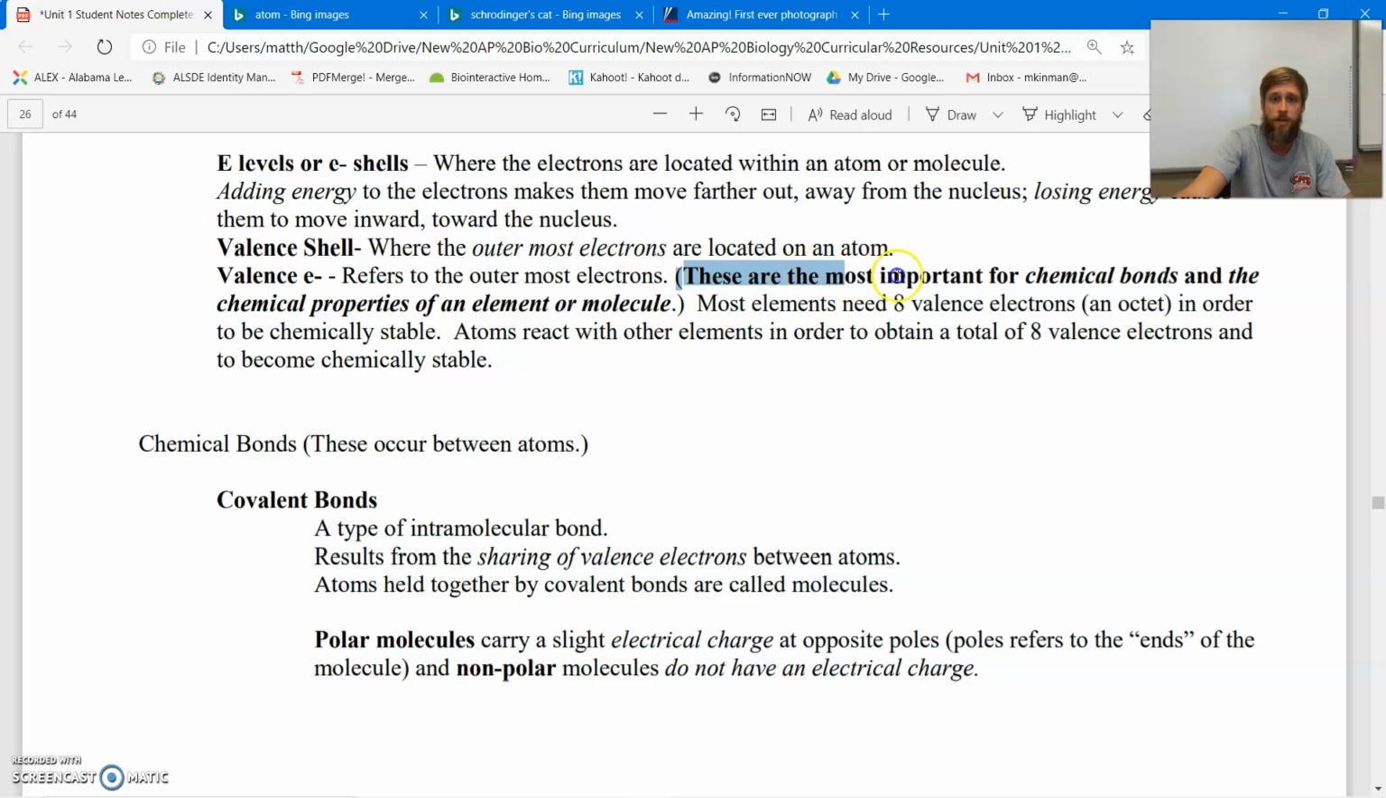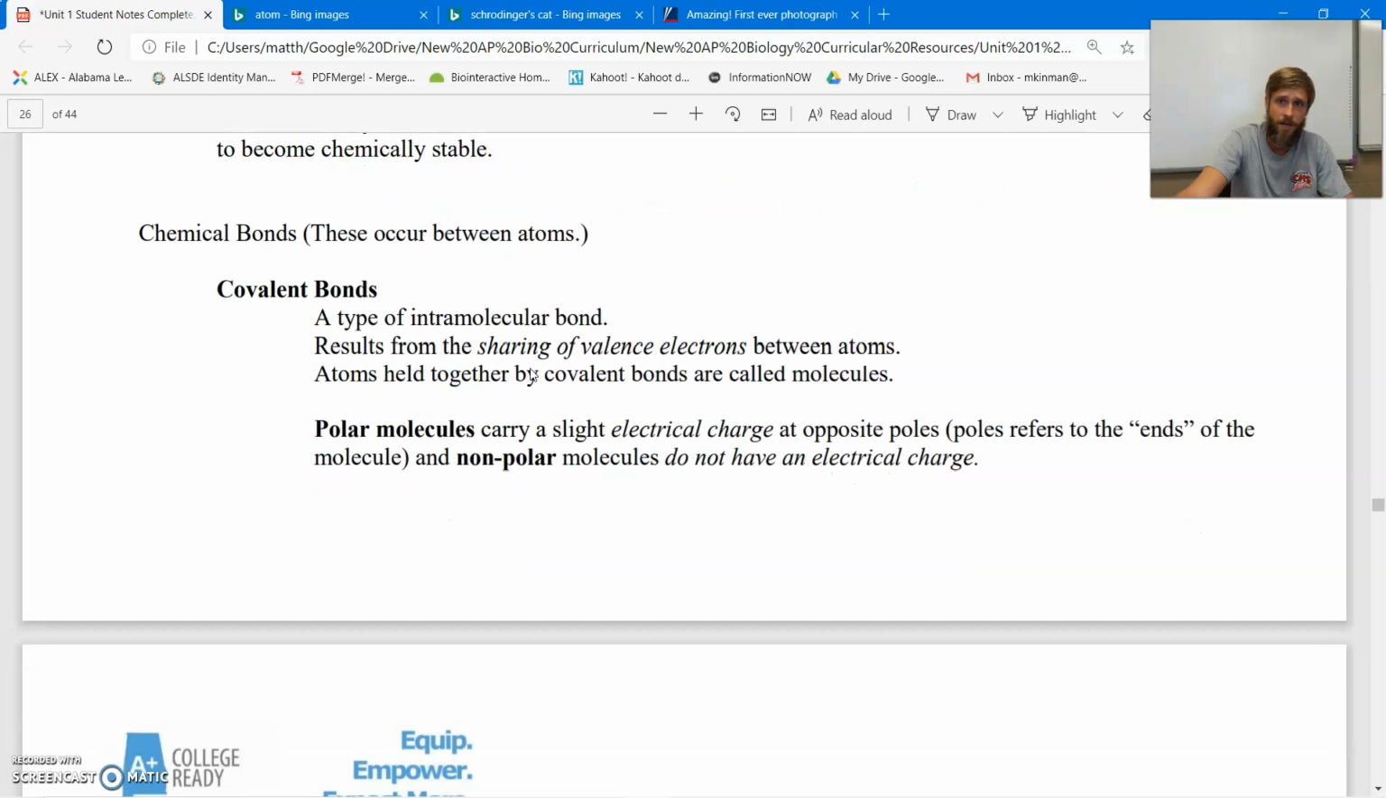Right here is what I'm reading. These are the most important for chemical bonds and the chemical properties of an element or a molecule. Most elements need 8 valence electrons to meet an octet in order to be chemically stable. Atoms react with other elements in order to obtain a total of 8 valence electrons to become chemically stable. All right, so that is the basic atom.